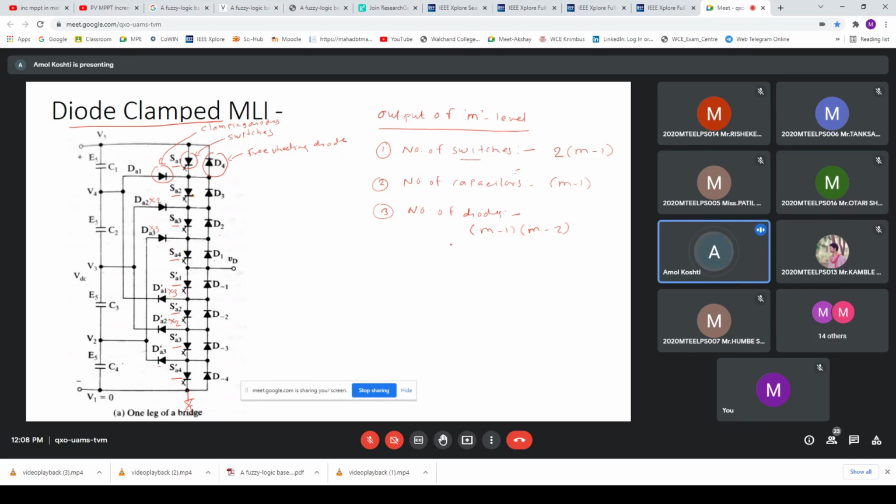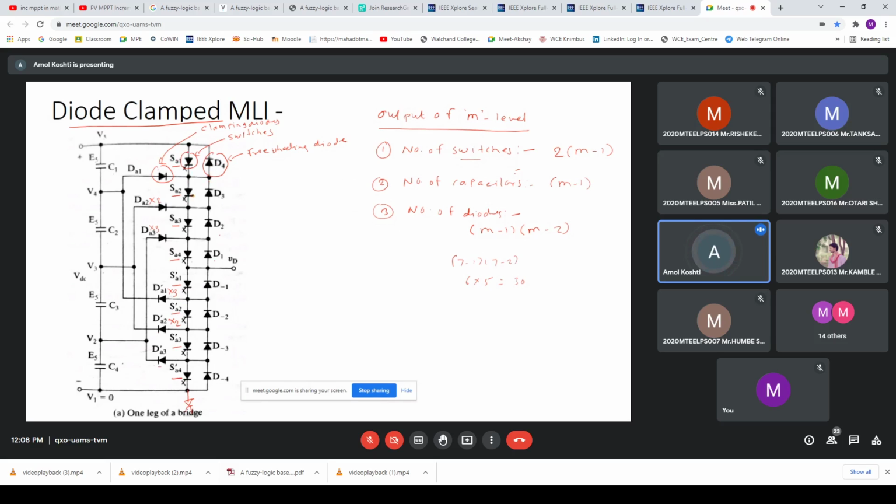If you go for the 7 level, then 7 minus 1 into 7 minus 2, 6 into 5. So a total of 30 clamping diodes are required. So these are the important formulas for the diode clamp multi-level inverter, and let us see how they are connected.